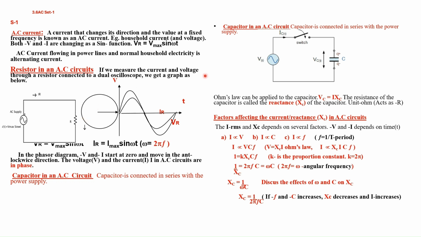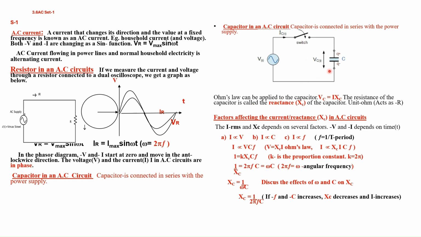All right. Now we are going to the capacitor in an AC circuit. The capacitor is connected in series with the power supply. That is the power supply, that is the capacitor, that is the switch. So the idea is again AC: the current direction keeps changing, and the voltage direction also keeps changing.